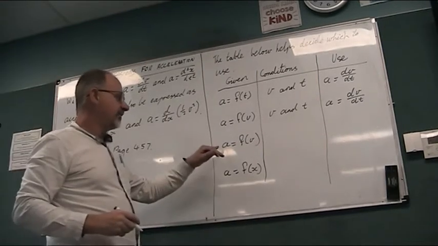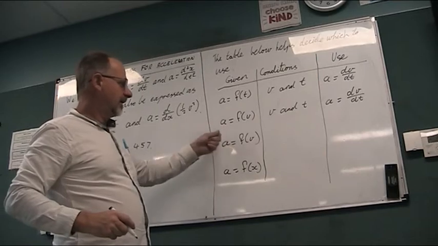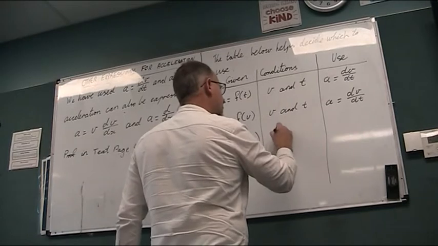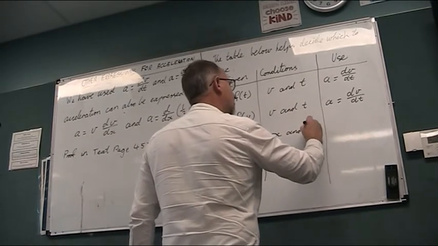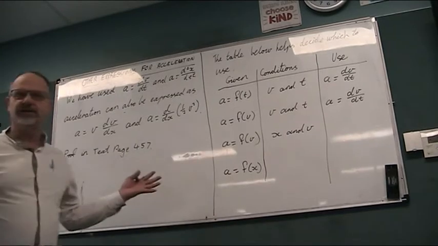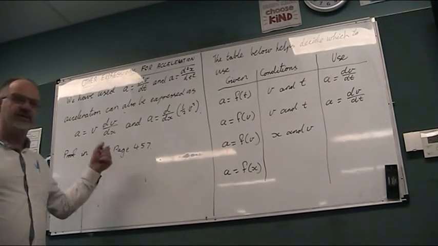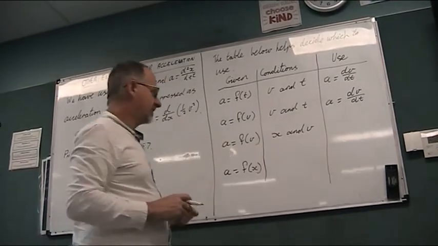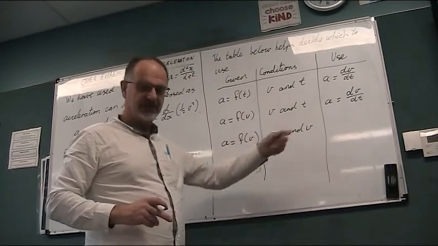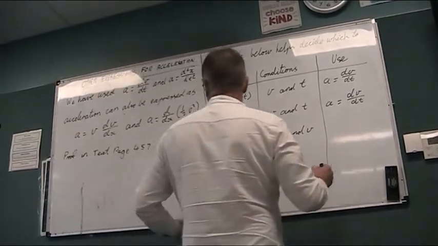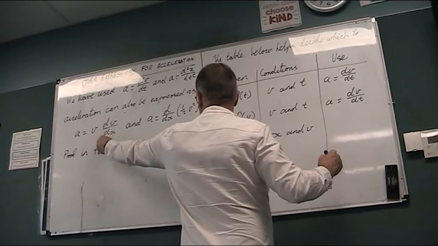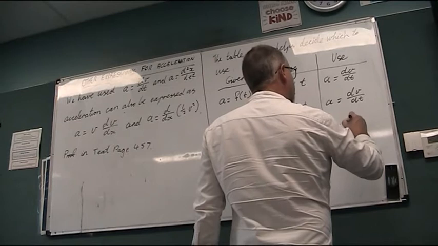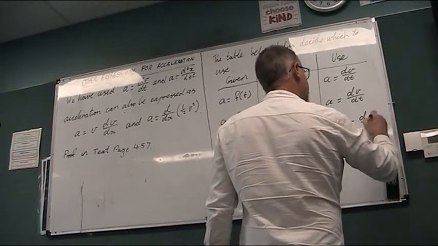However, if acceleration is a function of velocity, we could also be told the position and the velocity. So it's at a certain position when the velocity is a certain amount. And so we're going to have to use the one that has the acceleration, velocity, and position in it. That's this version here: the acceleration is v times dv/dx.